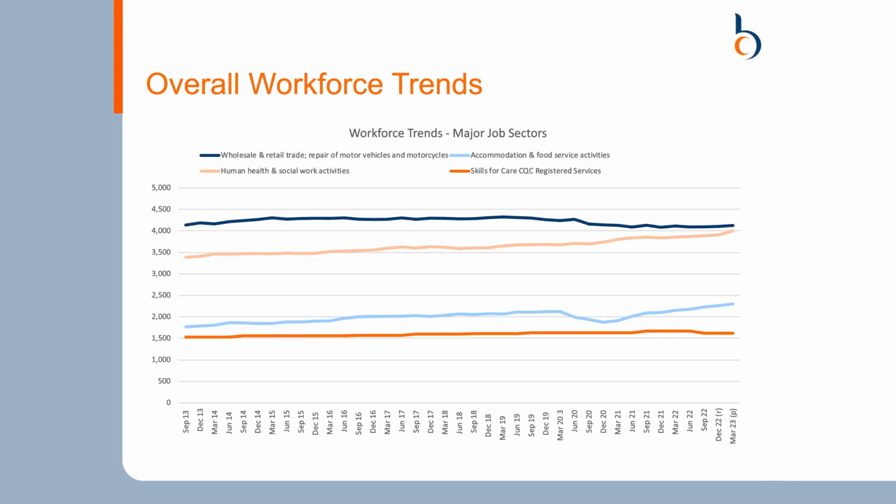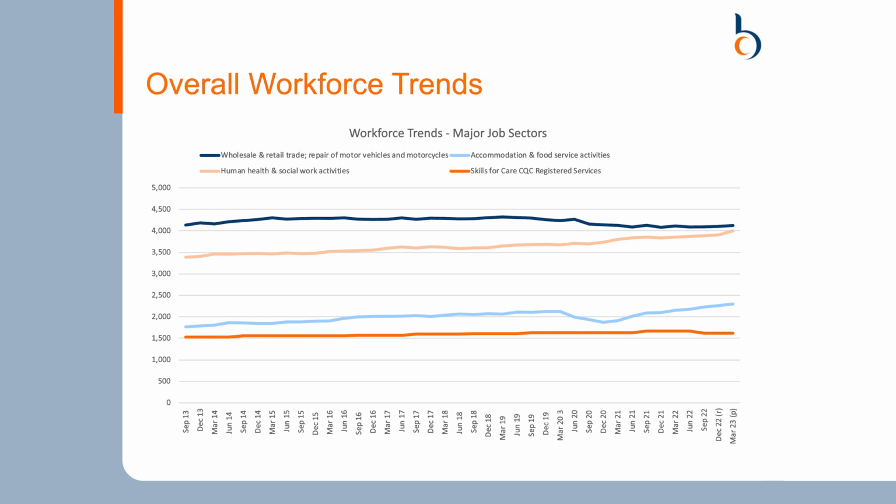Now workforce trends. This is looking at what's happening across the whole of the workforce, broken down to the main workforces that we operate with. So top line here, this is wholesale and retail trade, so it includes retail, but also sort of industry. Then we've got here accommodation and food services, and then we've got the two social care bits. This is the general health and social welfare activities, so that covers NHS and all social care. And then you've got the Skills for Care data, which just covers CQC registered services.